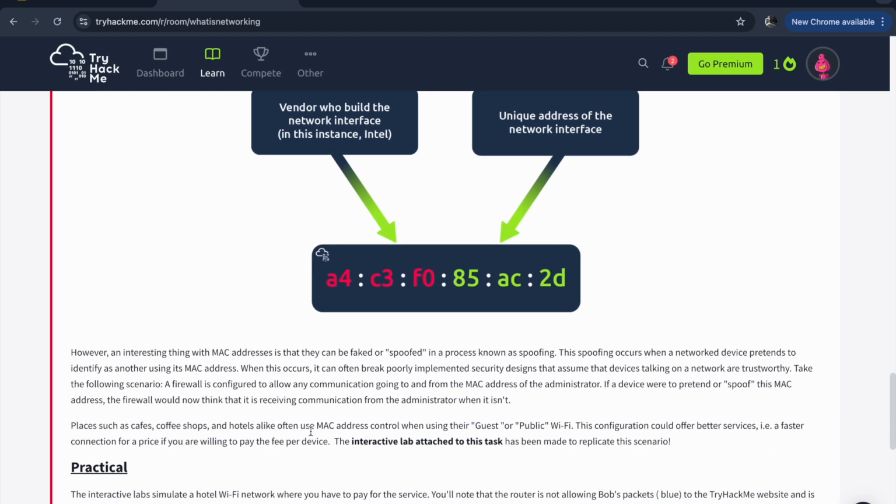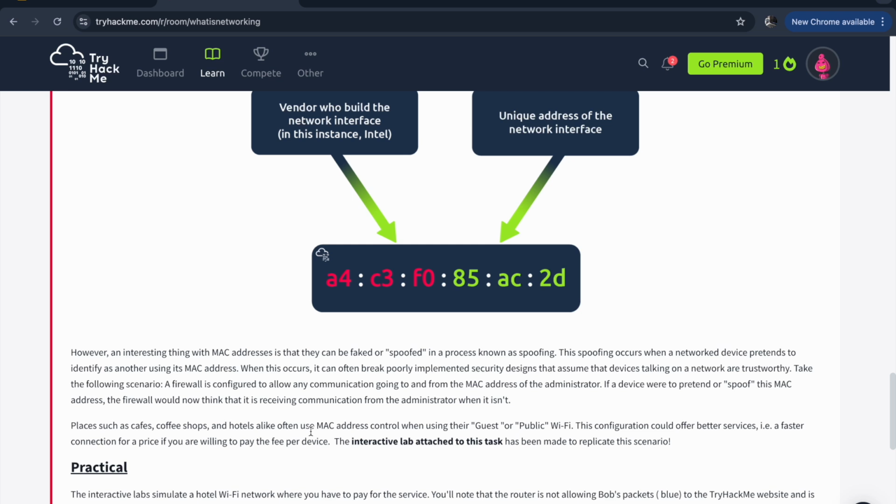However, an interesting thing with MAC addresses is that they can be faked or spoofed in a process known as spoofing. This spoofing occurs when a network device pretends to be identified as another using its MAC address. When this occurs, it can often break poorly implemented security designs that assume that the devices talking on a network are trustworthy. Take the following scenario.